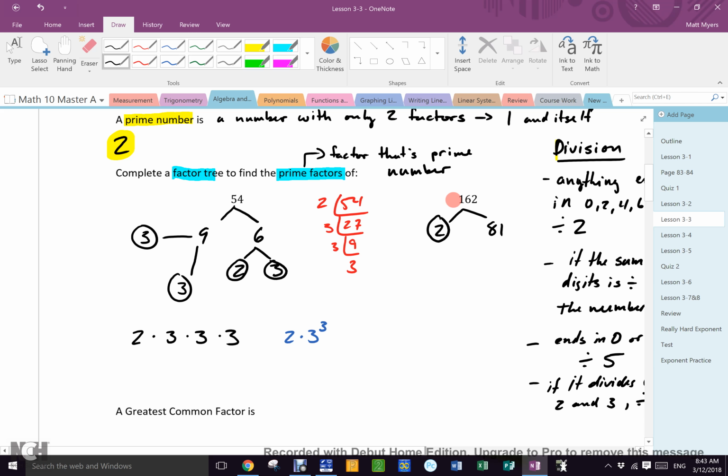Right? And that's fine. Is there a right or a wrong way? No, as long as you keep going till all your branches end. What are you going to break 81 into? 9 and 9. Either of those prime? No, so I keep going. 3 and 3. 3 and 3.